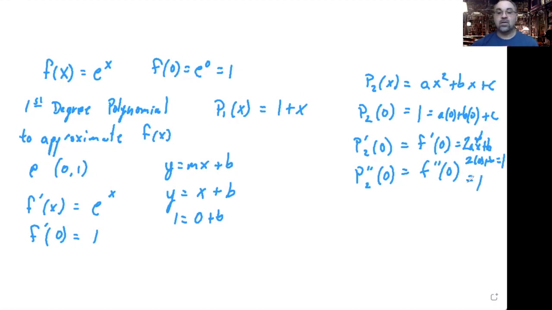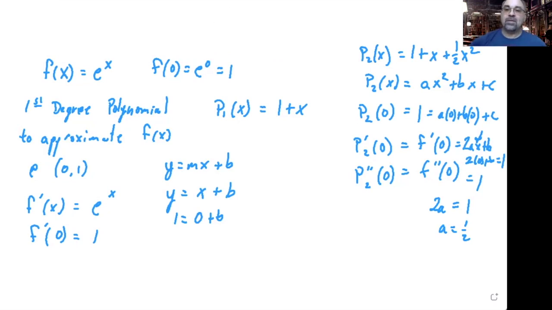And P2 double prime of 0 has to equal f double prime of 0, which is 1. Well, P2 double prime is 2a, right? 2a has got to equal 1. So a is going to be 1/2. And so what I end up with for P2 of x, I'm going to write it in backwards order, and that'll make more sense later, is 1 plus x plus 1/2 x squared. And for you savvy folks who are cool with Desmos, you probably saw that I was already going to graph that one because I pre-planned that out.